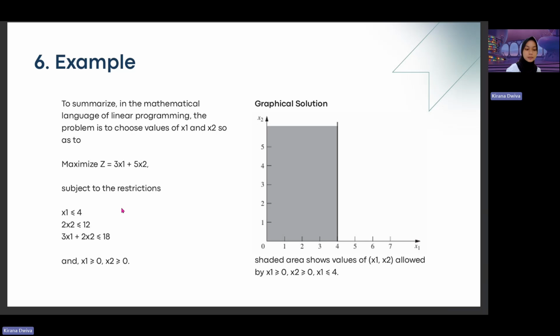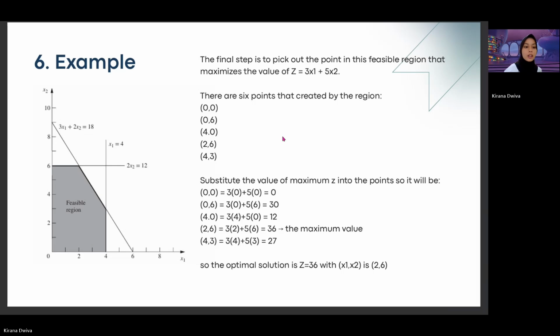Subject to the restrictions or constraints: x1 is less than or equal to 4, 2x2 is less than or equal to 12, 3x1 plus 2x2 is less than or equal to 18. With the non-negativity constraint, x1 and x2 bigger than or equal to 0. For the solution using the graphical method, the shaded area shows values of x1 and x2 allowed by x1 and x2 bigger than or equal to 0 and x1 less than or equal to 4. We finished the graphical model and we determine the feasible region.